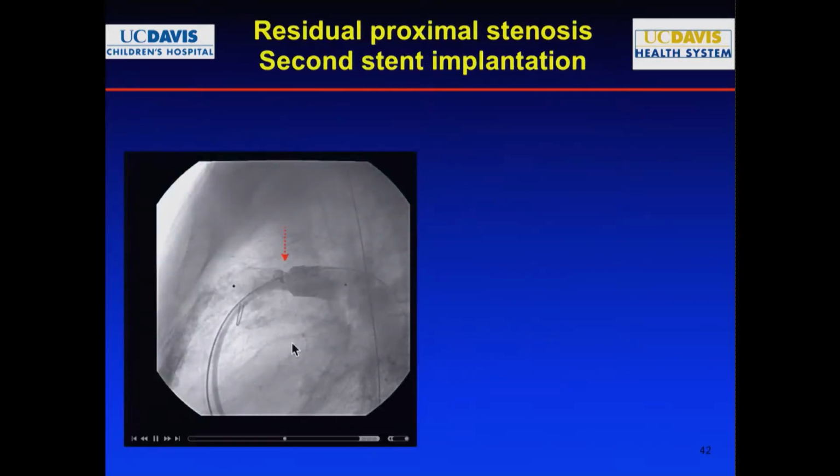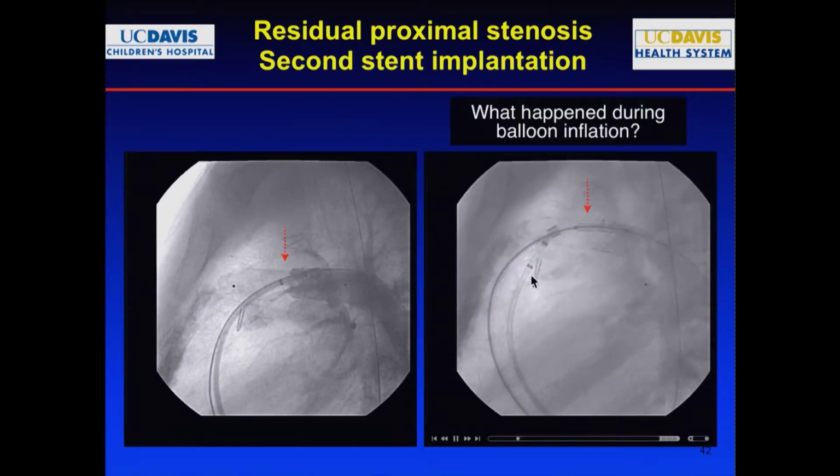Okay. So here's an example of a stent that was not in good position. It's inflated. Here's a residual stenosis. And watch what happens carefully. As we inflate the balloon, watch what happens. Did you see that?